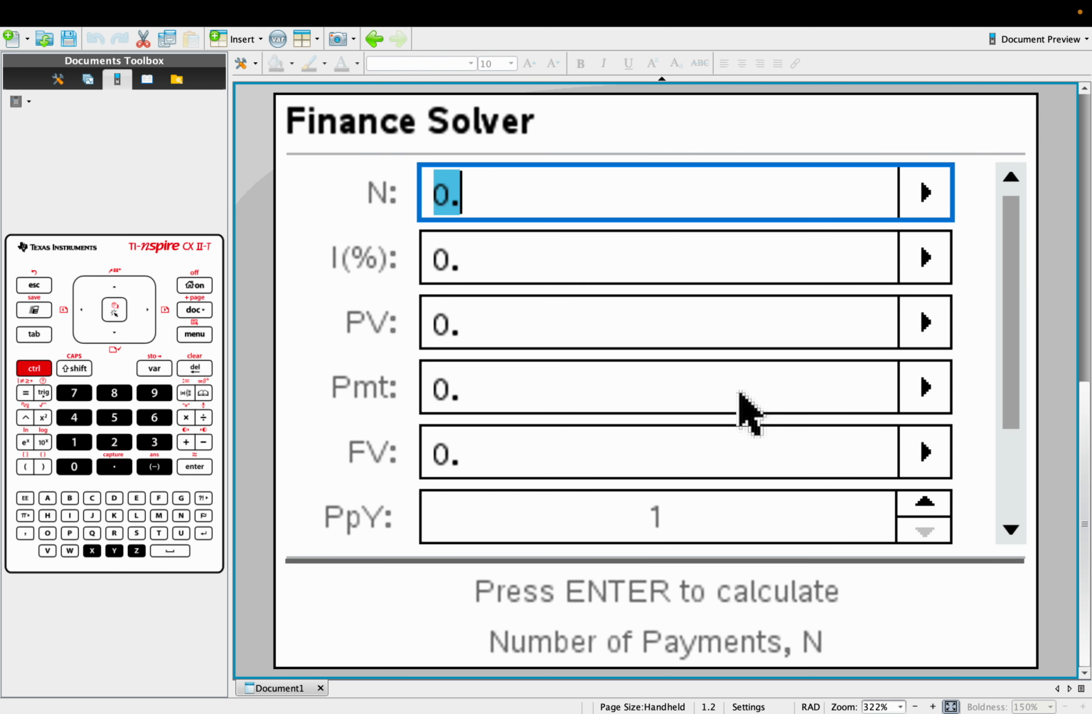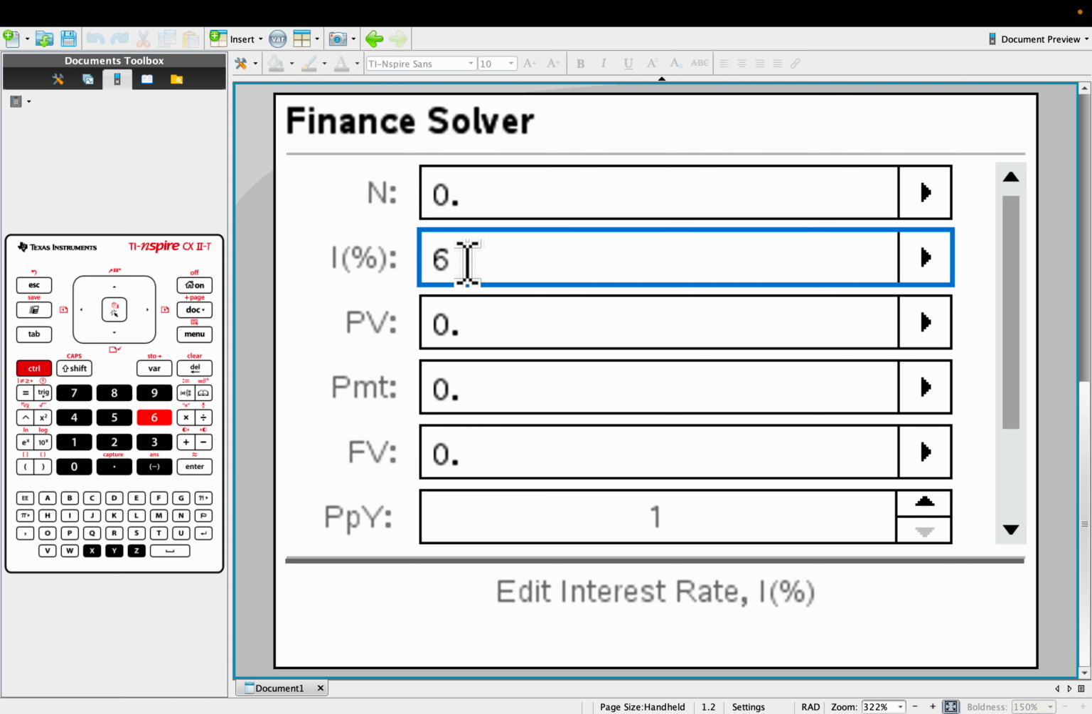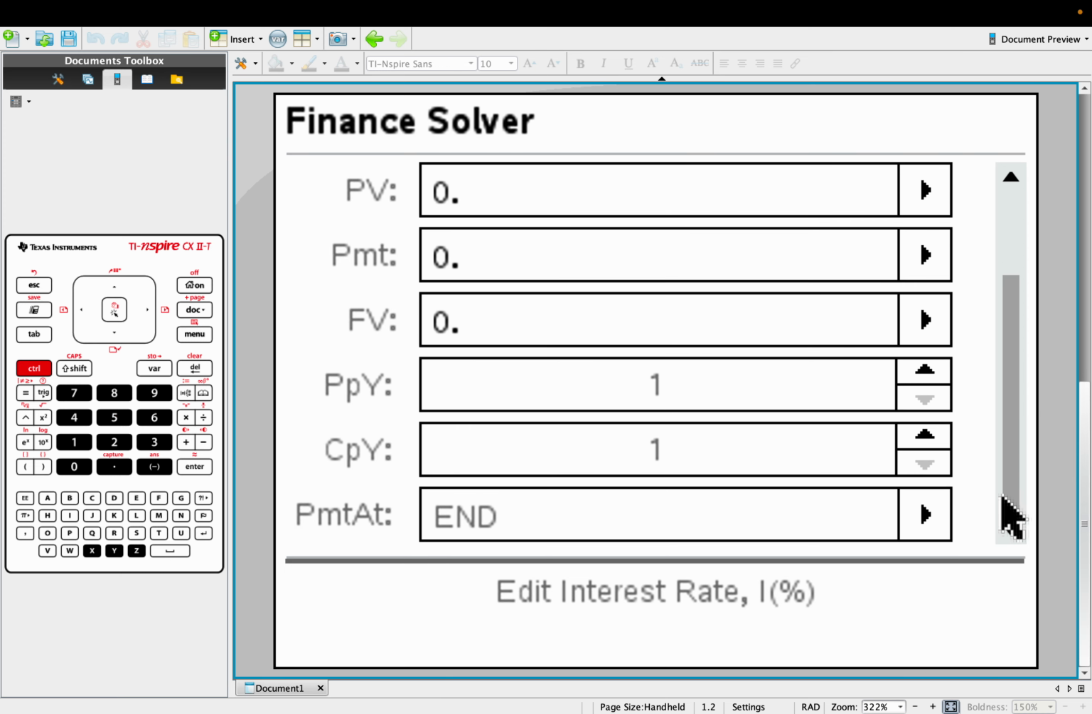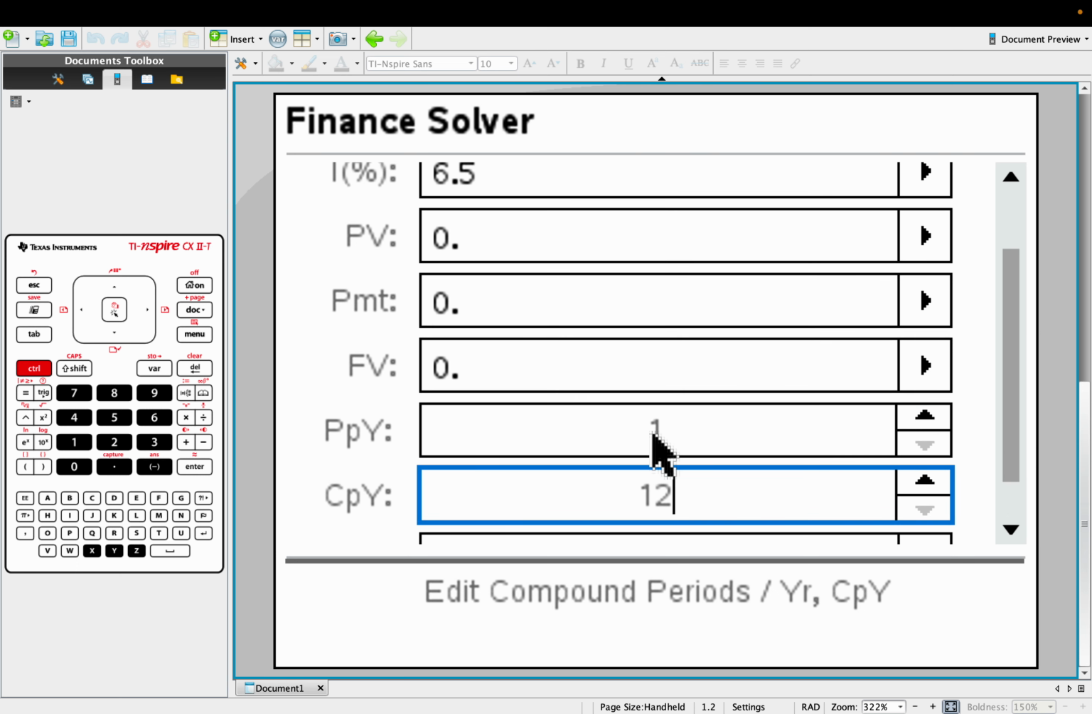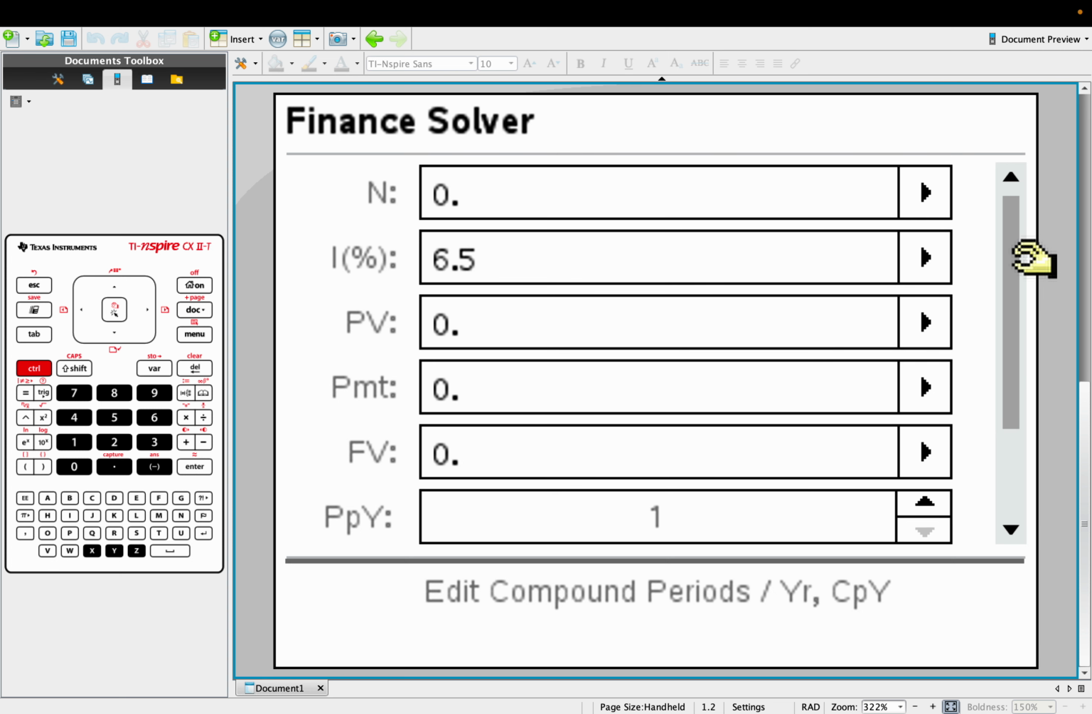Now I'm going to go straight for the interest rate. Here's the interest rate. That's pretty clear at 6.5. But straight away I'm going to go to CPY. Alright, so interest rate is tagged with CPY. How many compounding periods per year? And it clearly says 12, right? Now if it was a one-off investment, then we'd usually match the PPY to the CPY. But this is clearly not a one-off investment.